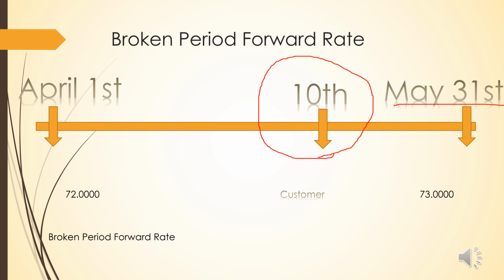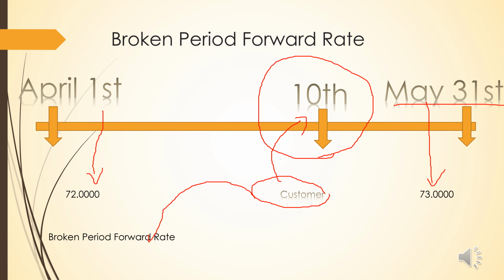We have spot rates on April 1st as 72, and we have a 2 months forward rate on May 31st as 73. This is related to US dollars. Now, a customer transaction settlement falls on May 10th. So for May 10th, we don't have a forward rate. So here we need to calculate the forward rate via the broken period forward rate method. In the next slide, we will look at how this is calculated.